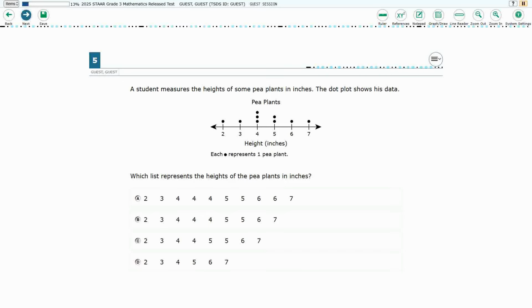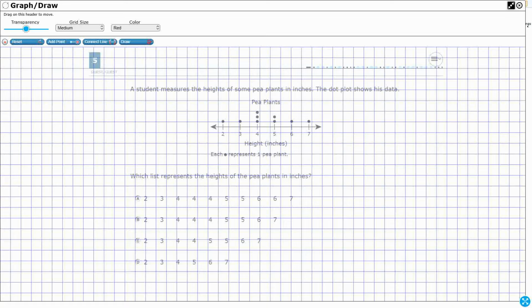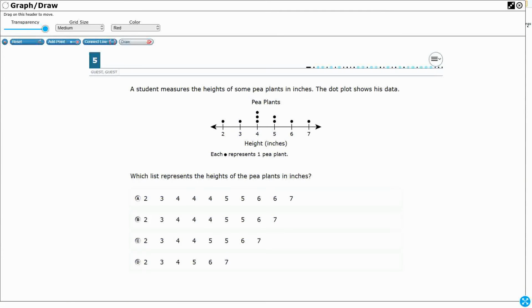For number 5, we are looking at 3.8a. We are summarizing data here. And so we've got a dot plot, and we are measuring the heights of some pea plants. We need to just find a list that this represents. So each of these dots represents 1, right? So I've got a 2, I've got a 3, and this is what I would suggest when solving this.